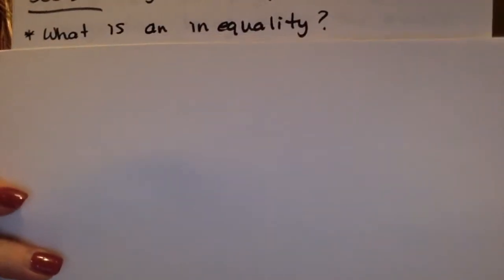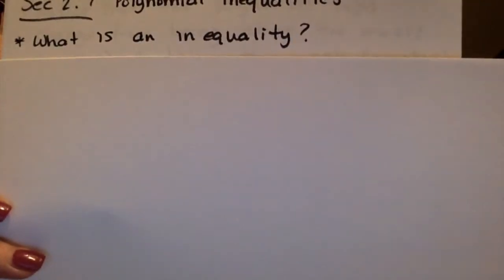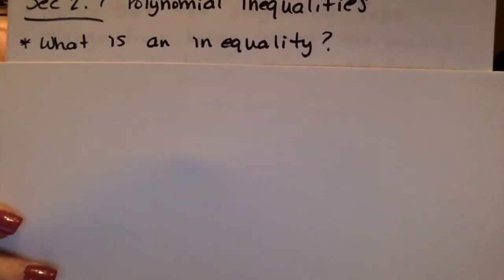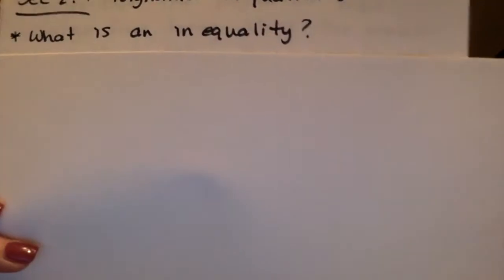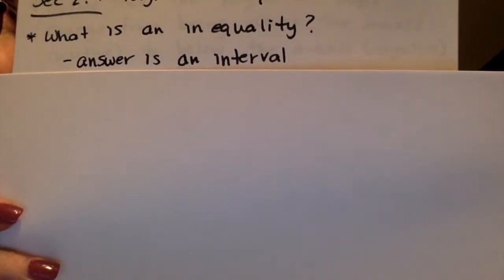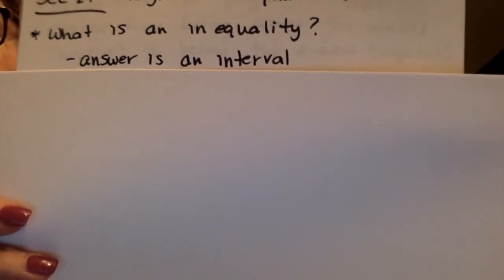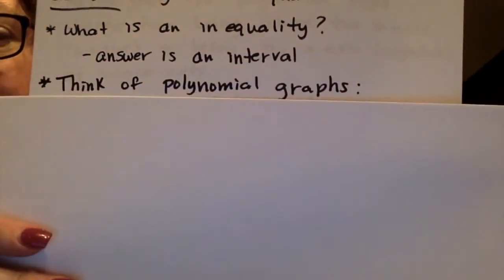Let's keep in mind what an inequality is. If we're trying to solve some sort of inequality, where we're saying that x is greater than 5, then we know that there are lots of numbers greater than 5. And so the answer to our problem would always be an interval. And so when we're solving polynomial inequalities, we're always going to have an interval.